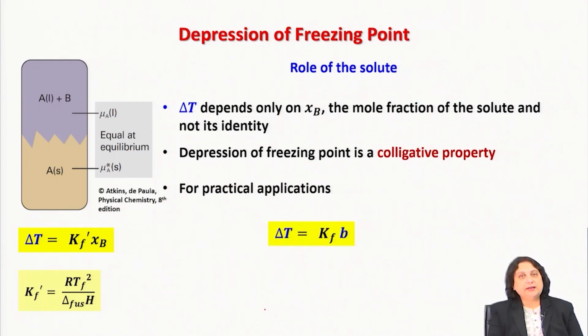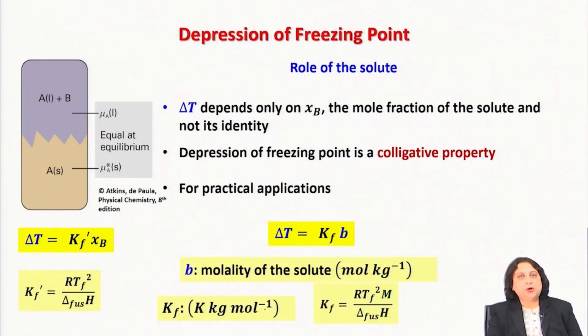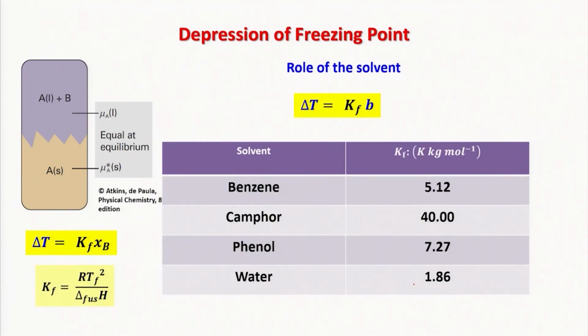and therefore, once again, by definition, depression of the freezing point is a colligative property. For practical applications, if I change the way the concentration of the solute enters the expression, then I can show that delta T is proportional to the molality of the solute, and the corresponding freezing point constant turns out to be R Tf square times the molecular weight of the solvent divided by the enthalpy of fusion of the pure solvent.